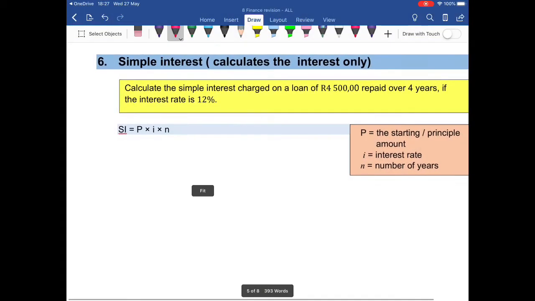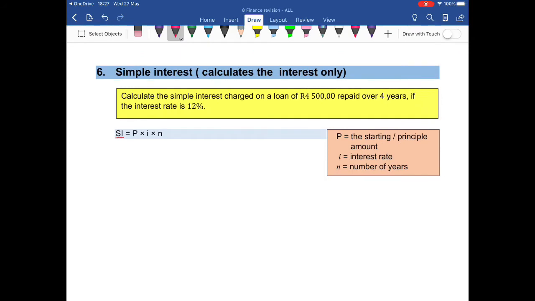Let's look at simple interest. The simple interest formula: simple interest equals P times I times N. The P is the starting amount or the principal amount. The I is the interest rate, which is a percentage, and the N is the number of years.